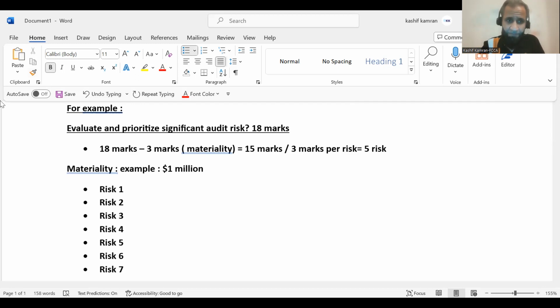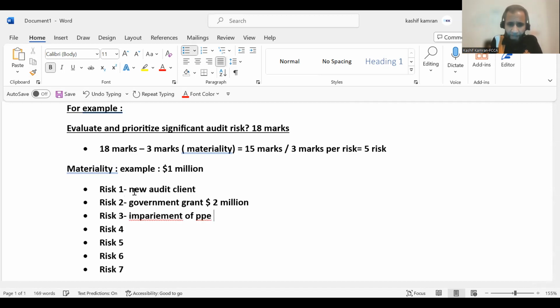But with every risk, for example, the first risk is about a new audit client, which doesn't have a value. The second risk is about a government grant, which has a value of $2 million. This is just an example, right? The third risk I got from the case was about impairment of property, plant, and equipment, and has a value of $3 million. Then I found a fourth risk in the scenario, which was weak internal controls, again, does not have a value. Then I found risk number 5, for example.